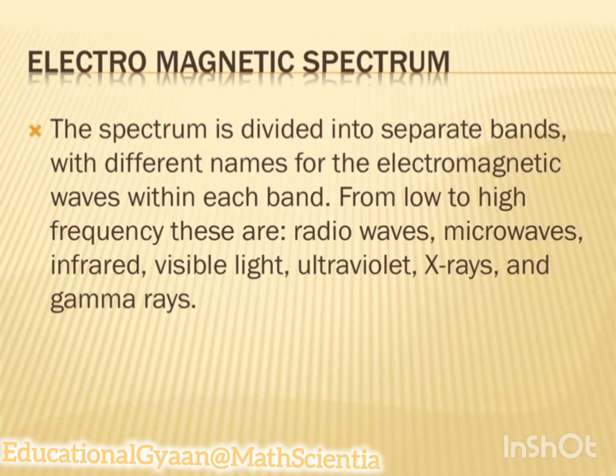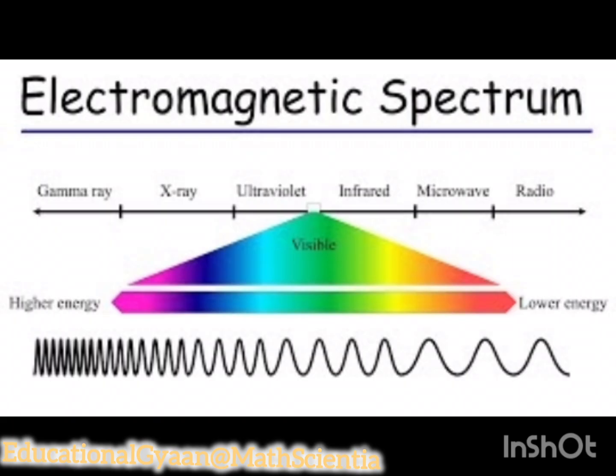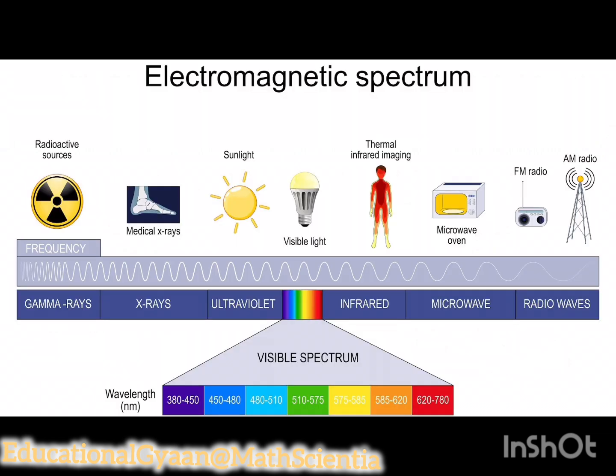So the electromagnetic wave spectrum is a continuous range of wavelengths, starting from the smallest wavelength, gamma rays, to the longest wavelength, radio waves. The wavelength of visible light is longer than UV rays and smaller than IR rays. Thus, in the electromagnetic spectrum, visible light is in between UV rays and IR rays.